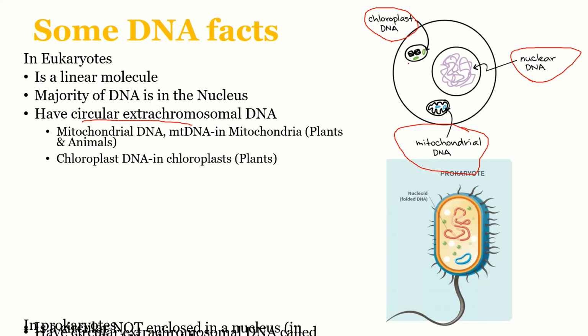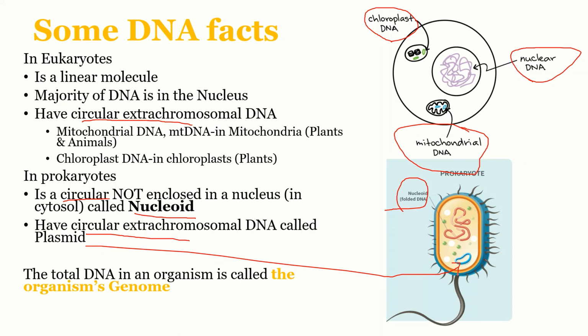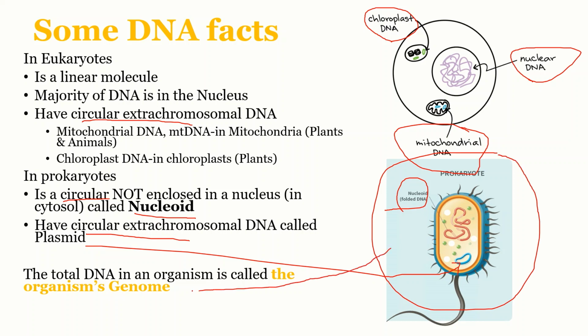In prokaryotes, we have DNA in circular form, and it's not enclosed in a nucleus. It's called a nucleoid. Here it is. It's a bit folded, and it also has extrachromosomal DNA, which is called a plasmid, and it's also circular. Now, when we talk about all the DNA, for example, in a prokaryote, we have the nucleoid and the plasmid. That totals up the DNA in the organism, and we call it the organism's genome. And the same in eukaryotes.